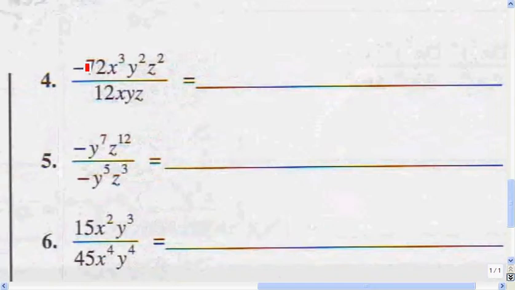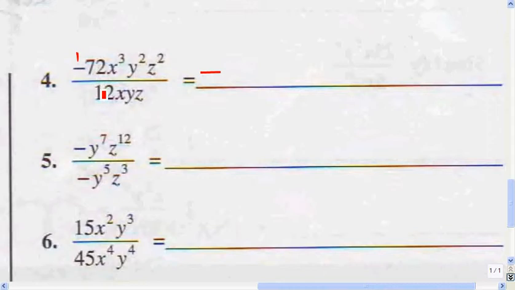Okay. Here we've got an odd number of negatives, which is 1. Right? 1 is an odd number, so we're going to write negative. Then you're going to divide 72 divided by 12. What times 12 equals 72? Well, it's 6. 6 times 12 equals 72. So your answer here is going to be 6. Now we know our number, we're going to do the variables, x and x.